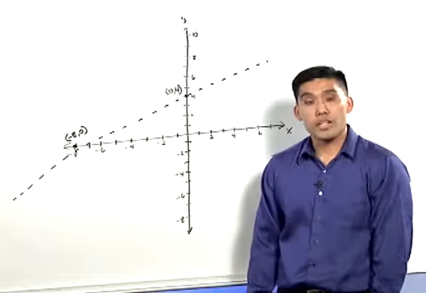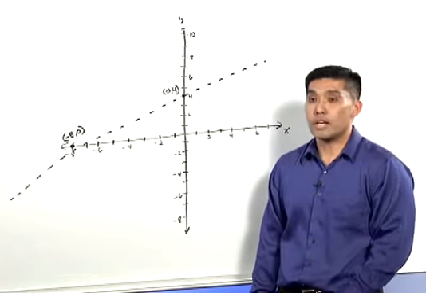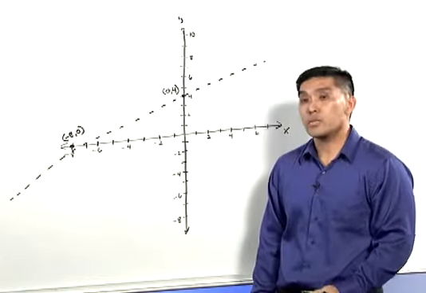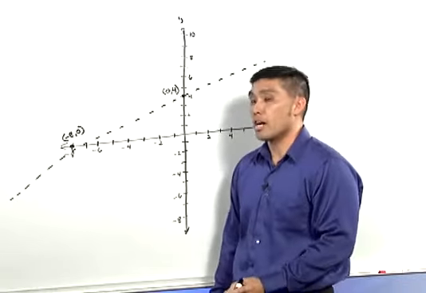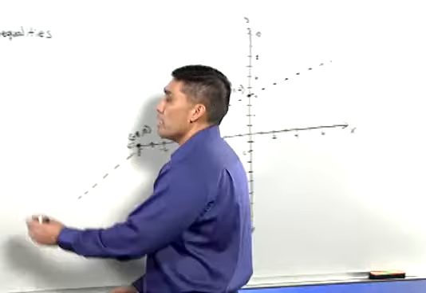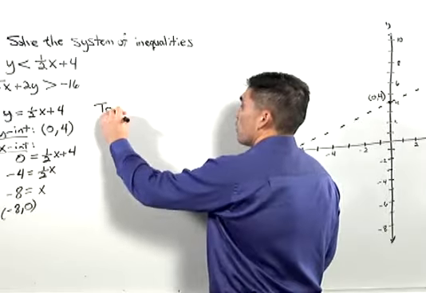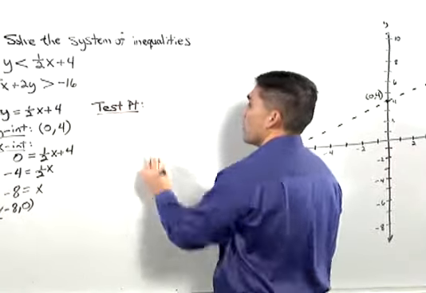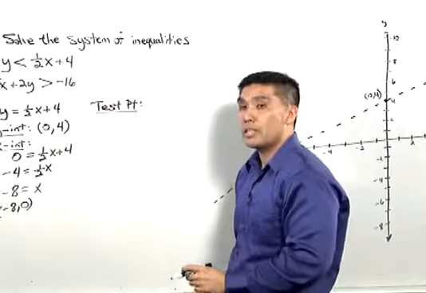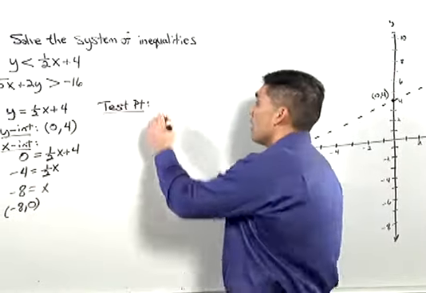And the last part is to shade on one side or the other of the line. To do this, we need to find a test point. The test point must be a point that is not on the line. And the most convenient one will be 0, 0. So let's take our test point 0, 0 and evaluate the first inequality.